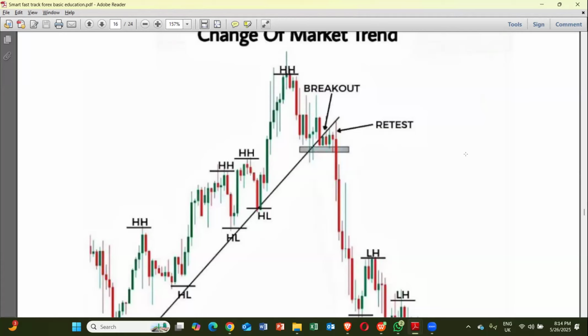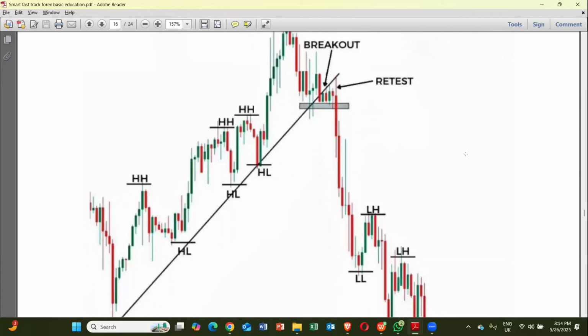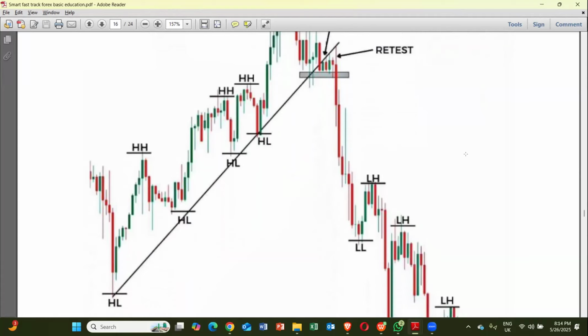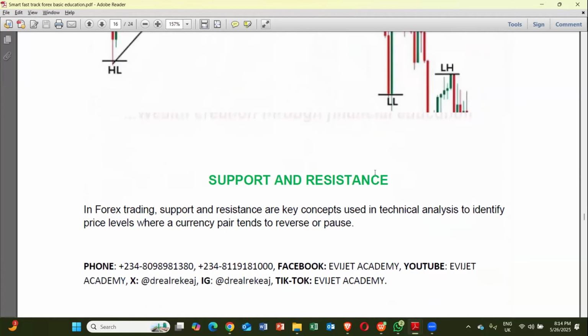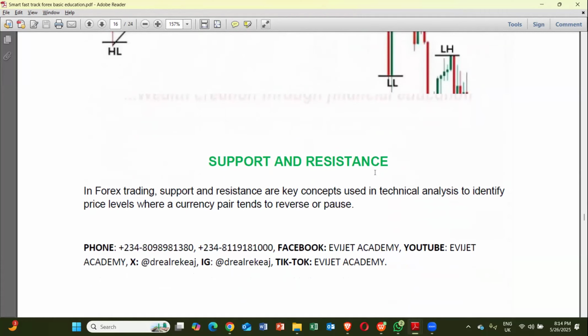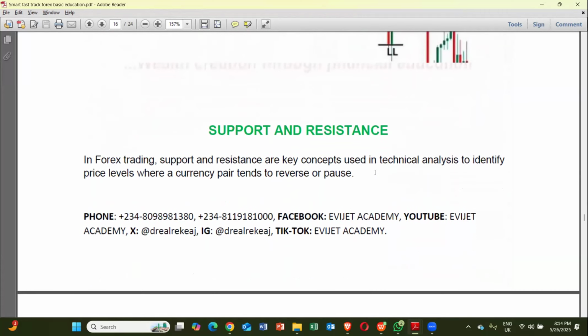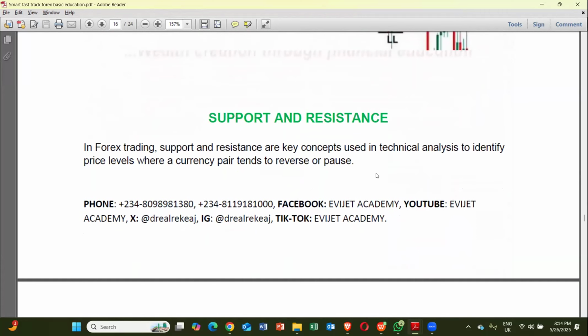So now after this break, you can see that the trend has not changed. The same market that was going up, creating higher highs and higher lows, has now come down and is now creating lower highs and lower lows. So that is for the trend line. We also discussed support and resistance.